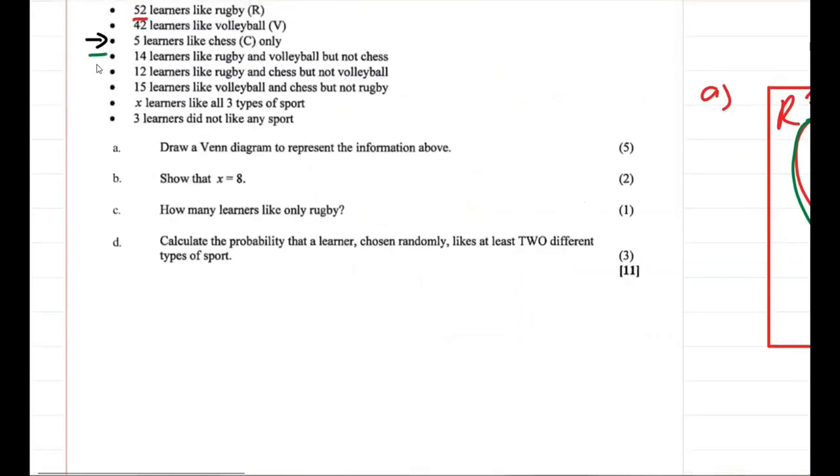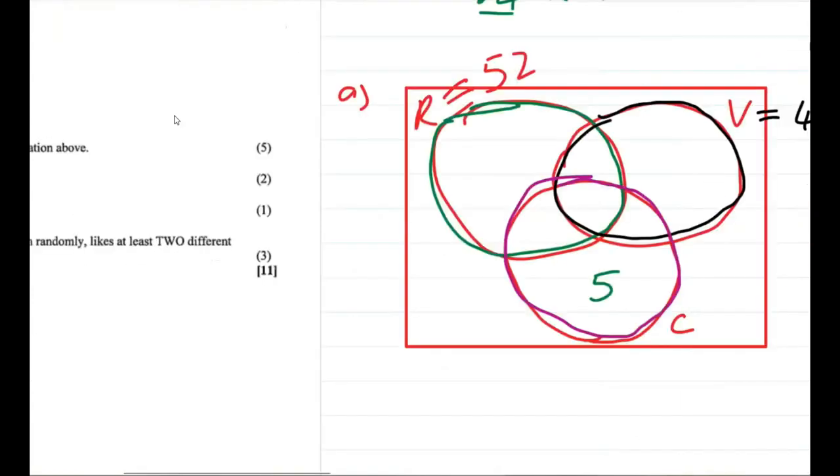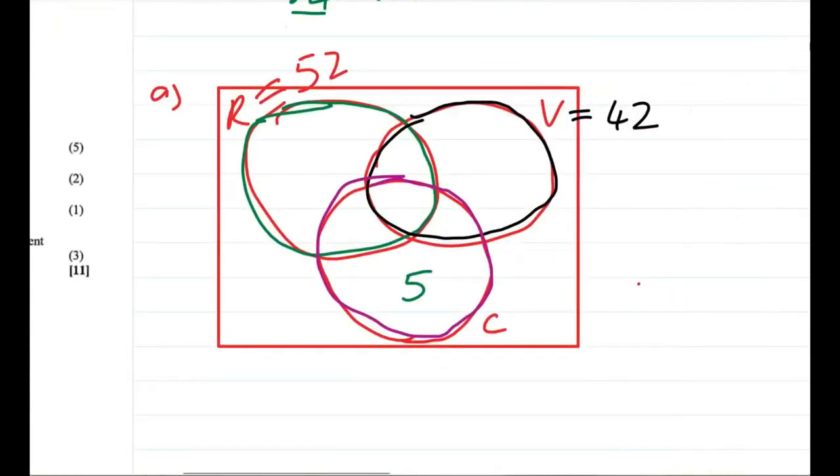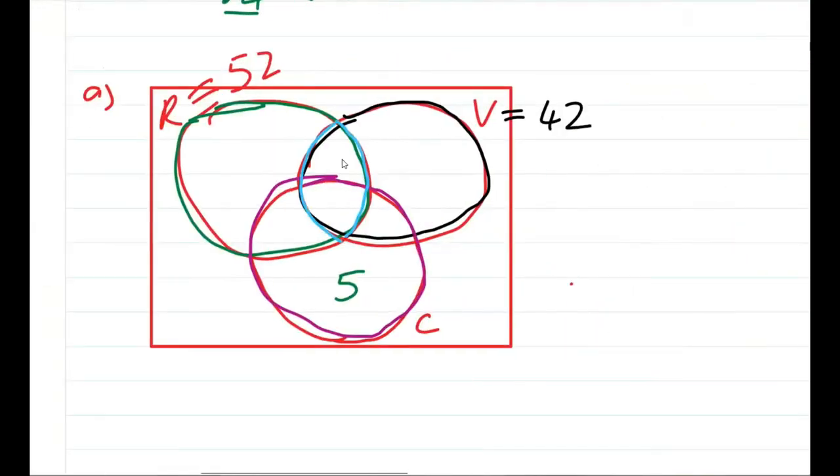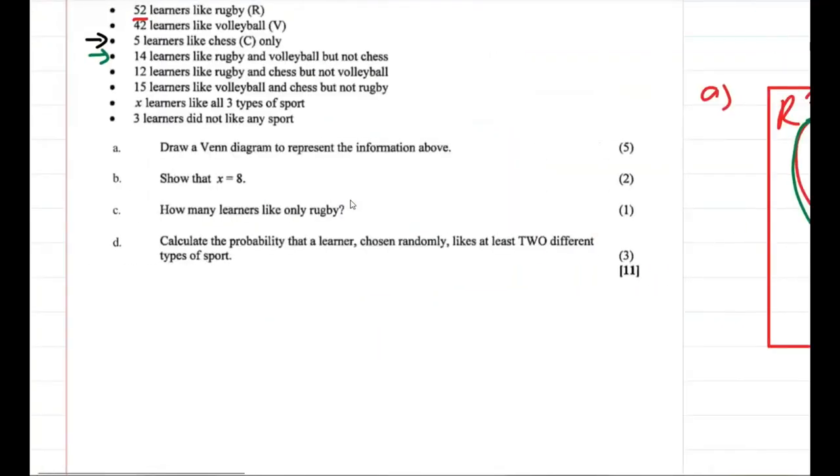Now they say 14 learners like rugby and volleyball, but not chess. So here is rugby and volleyball. Let me just get another color pen. Here's rugby and volleyball, this part over here. But they don't like chess. So does that mean this 14 comes in this first or second spot? First spot. The first spot. So this is going to be 14. Brilliant. Yeah, you're doing very well so far.